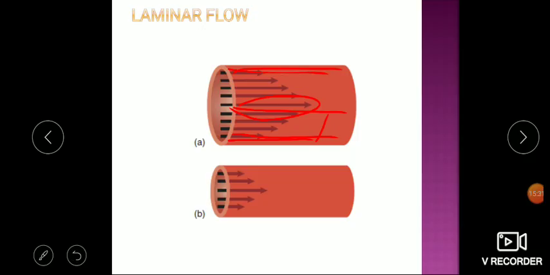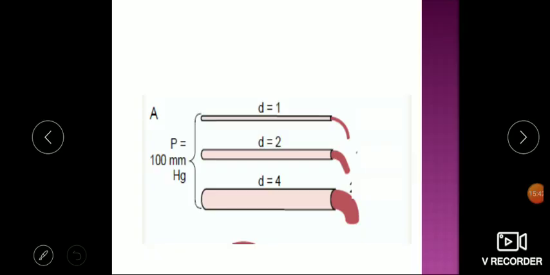This is because the blood consists of so many solutes, as well as cells. Because of this, a typical laminar flow is there. That's why when there is a change in the diameter of the blood vessel, you can see at this diameter the flow is 1 ml per minute. But with a slight increase in diameter, the flow is 16 ml per minute. With further increase, it is 256 ml per minute. So this is the advantage of laminar flow.